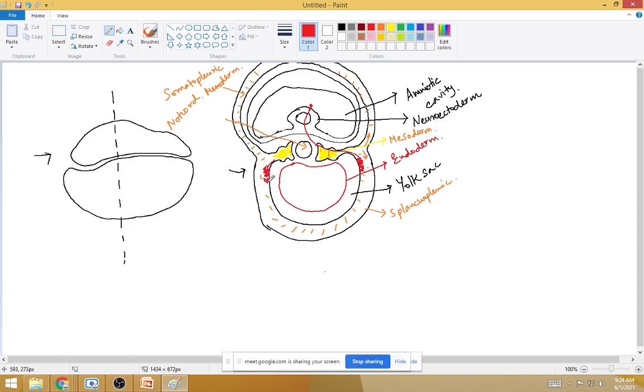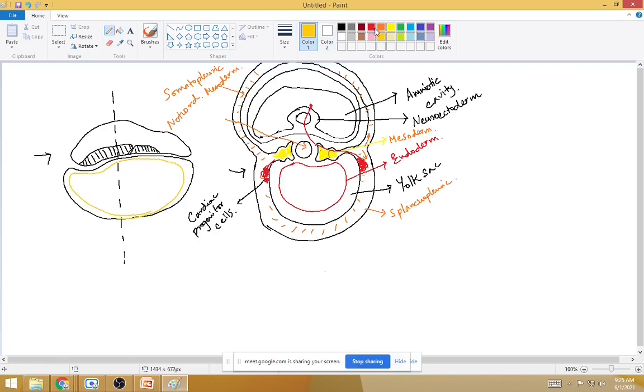So here these cells are the cardiac progenitor cells. They have migrated from the epiblast through the primitive streak, then they have come to lie on either side. This is the primitive streak, this is the ectoderm, this part is the neuroectoderm. This we will draw as yellow. So this is the endoderm.